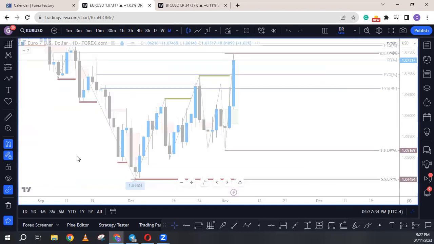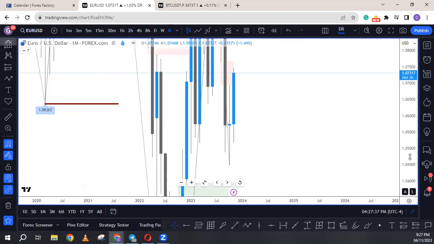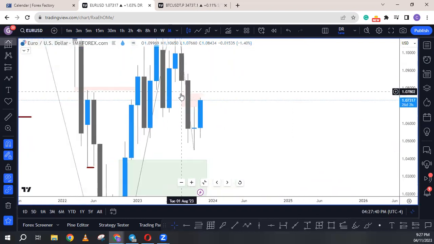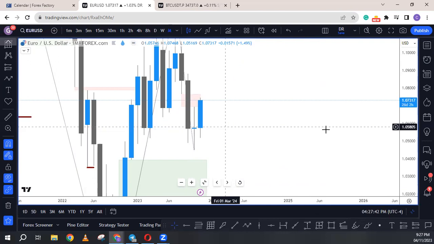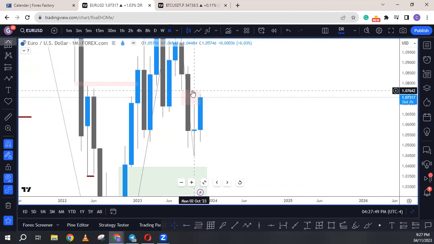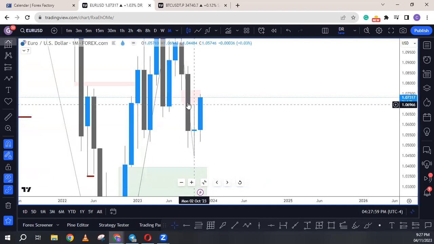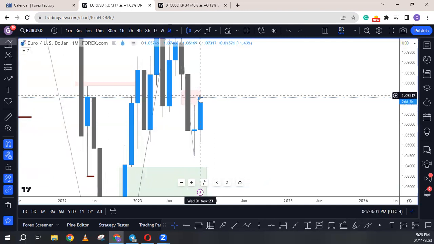We're going to start off with the monthly. Let me remove all my drawings. If we look at this, this is already within its monthly fair value gap, and if you notice, it's almost at the top. Now, the dollar index and the EURUSD move in opposite directions. The dollar index has not yet gotten to its consequent encroachment, but this has already exceeded it, and it's almost at the top.